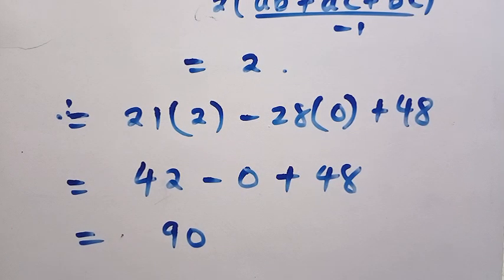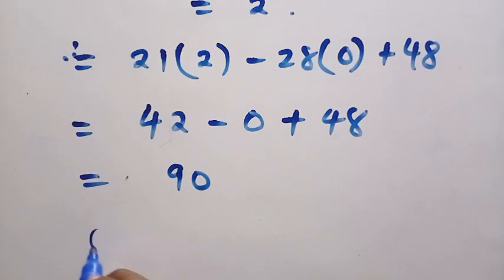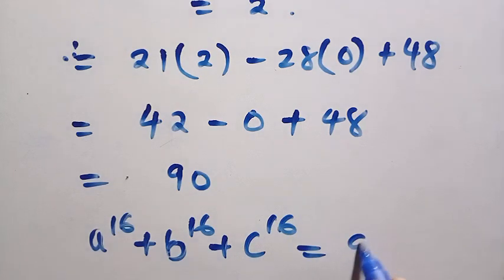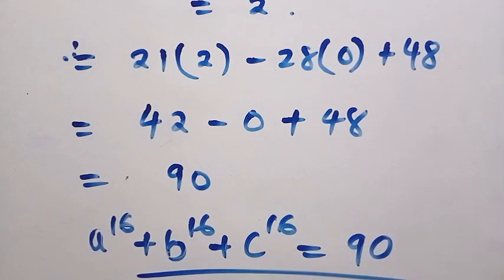And this is the result of when we add a raised to the power of 16 plus b raised to the power of 16 plus c raised to the power of 16. So everything equals 90. So as simple as it is, you should not try this.